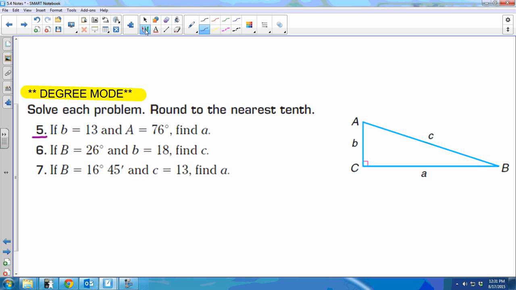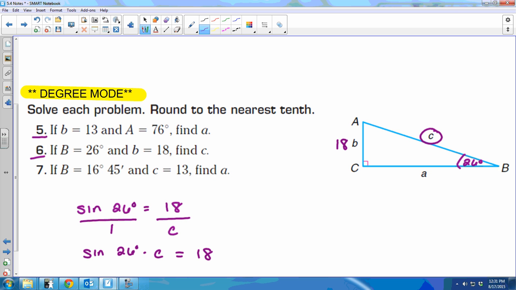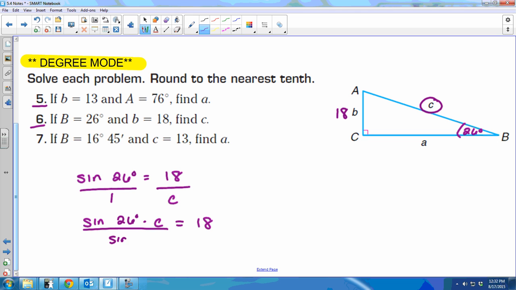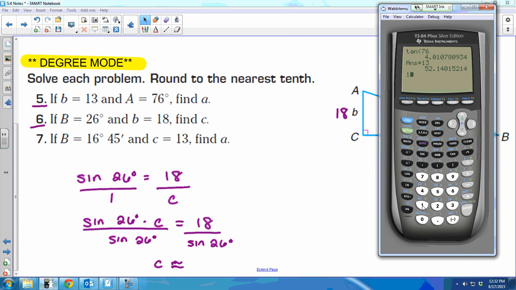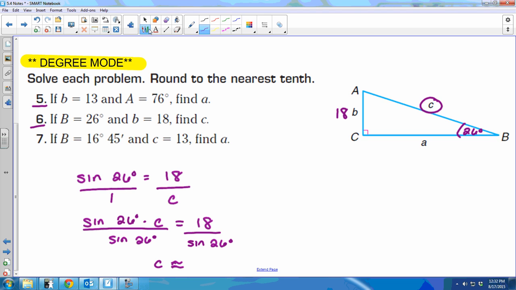All right. On the second one, if angle B is 26 degrees and side B is 18 units, find side C, which is the hypotenuse. So I've got the opposite side and the hypotenuse. That means I'm using sine. This time, though, it's not as easy as multiplying by 18, right? If you cross multiply, technically, you get sine of 26 degrees times C equals 18. So if I'm going to solve for C, I need to divide by sine of 26 degrees. So make sure if you're not going to show your work, that you're thinking through what you need to accomplish before you just start typing stuff into the calculator. So 18 divided by sine of 26 degrees, 41.06 or 41.1 units. Questions on that?